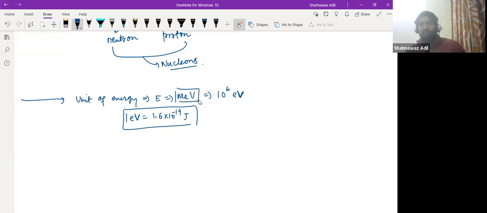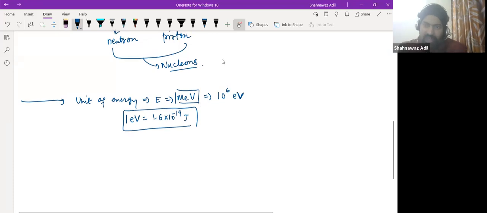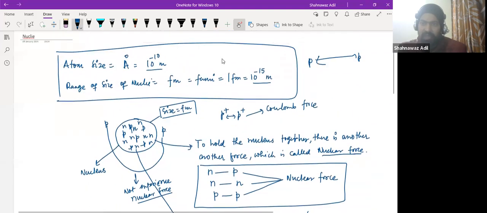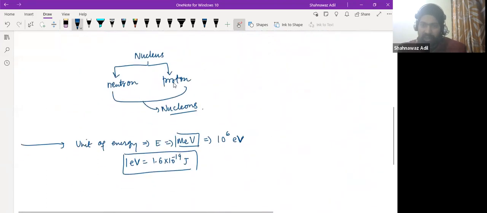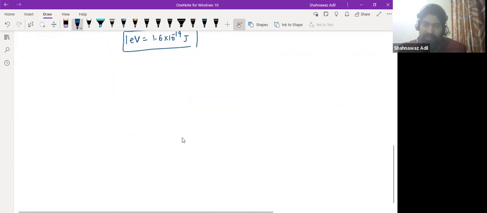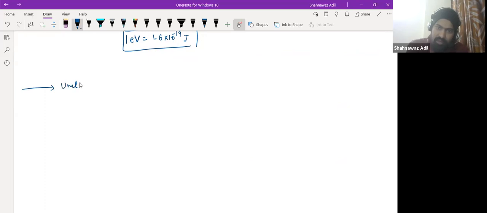And then, very important: the unit of size would be femtometer, and the unit of energy would be mega electron volt, and the unit of mass, right? Can you go to the market and ask for 2 kg of electrons or 2 kg of protons? Can you do that? Right.